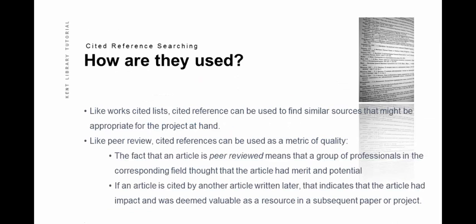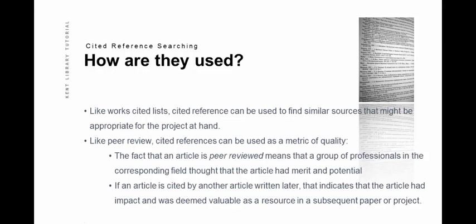So what does this mean, or how are cited references useful? Like a works cited list, cited references can be used to find similar sources that might be appropriate for the project at hand. Like peer review, cited references can also be used as a metric of quality. The fact that an article is peer-reviewed to begin with means that a group of professionals in the corresponding field thought that the article had merit and potential.